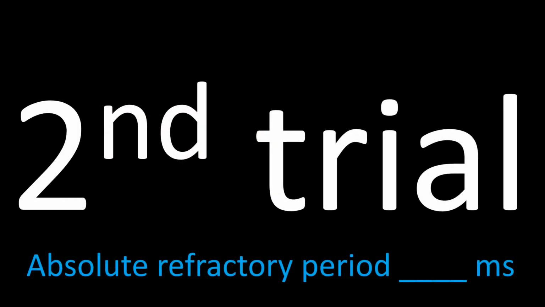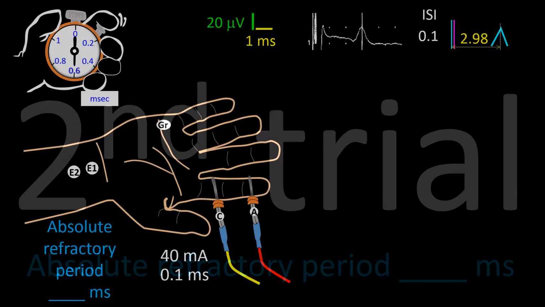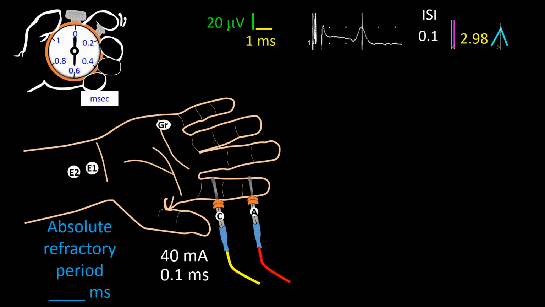Now we go to the second trial. The parameters are the same. The first stimulus triggered during the second trial produces a wave with the same characteristics as the initial wave in the prior trial.